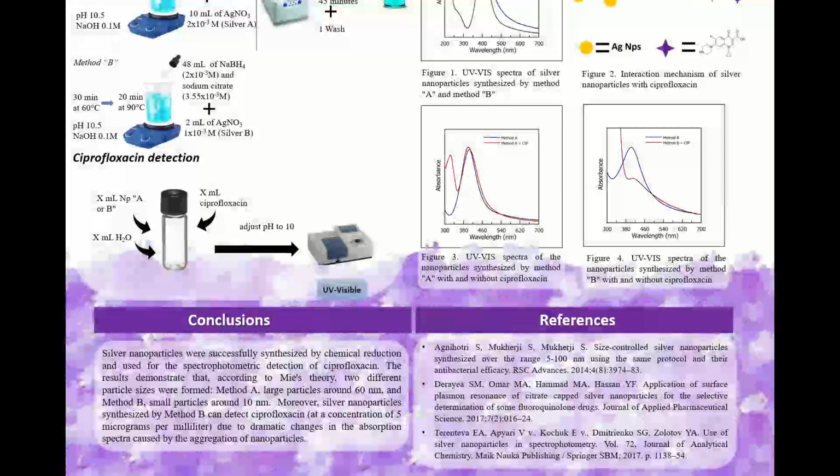Conclusion: silver nanoparticles were successfully synthesized by chemical reduction and used for the spectrophotometric detection of ciprofloxacin. The results demonstrated that, according to the Mie theory, the different particle sizes form: Method A, large particles around 60 nanometers, and Method B, small particles around 10 nanometers.